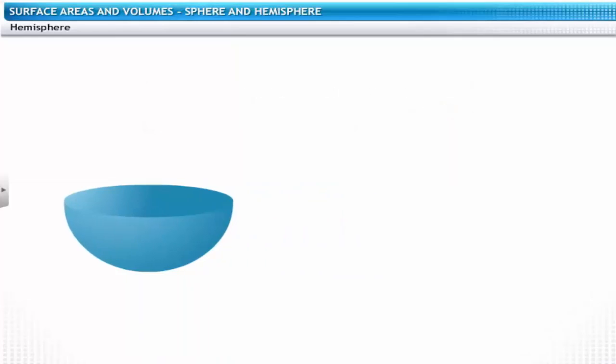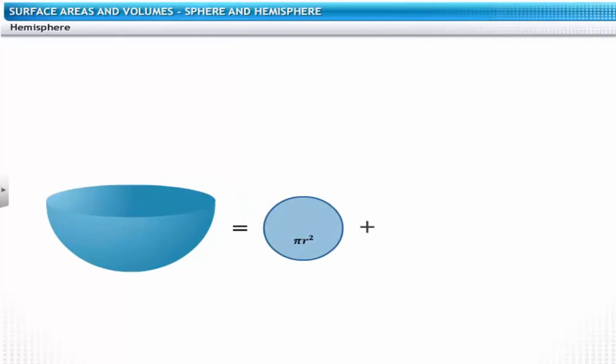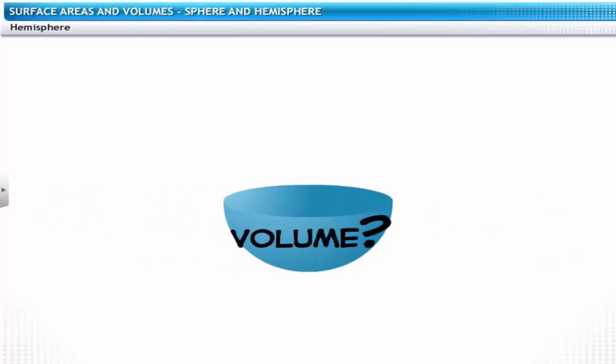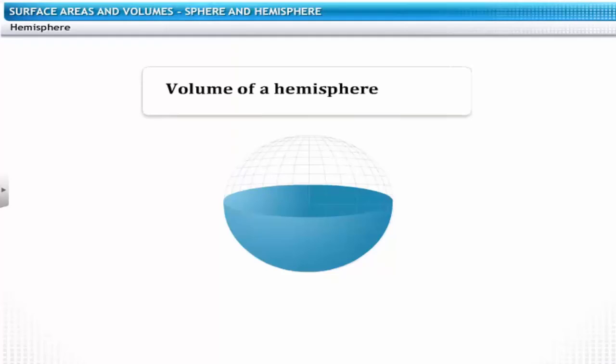You can observe that the surface area is equal to the sum of the areas of 3 circles of radius r. Now, let's calculate the volume of the hemisphere. Since the hemisphere is exactly half of the sphere, it follows directly that the volume is half the volume of the sphere. That is 2 by 3 pi r cubed.